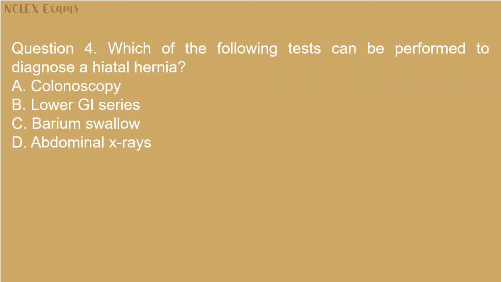Question 4. Which of the following tests can be performed to diagnose a hiatal hernia? A. Colonoscopy. B. Lower GI series. C. Barium swallow. D. Abdominal X-rays.